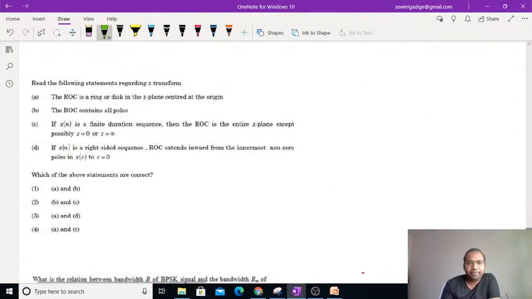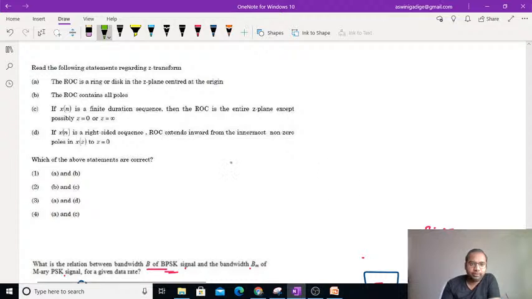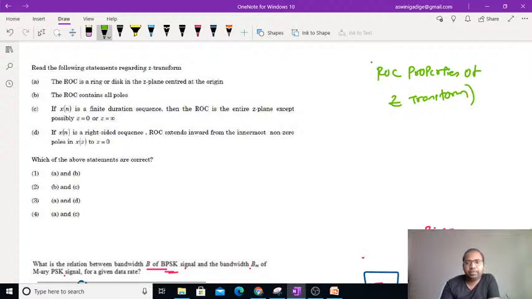Fine, and coming to the next question. Read the following statements regarding the Z transform. The ROC is a ring or disk in the Z transform. That means here all the options are regarding the ROC properties of the Z transform.